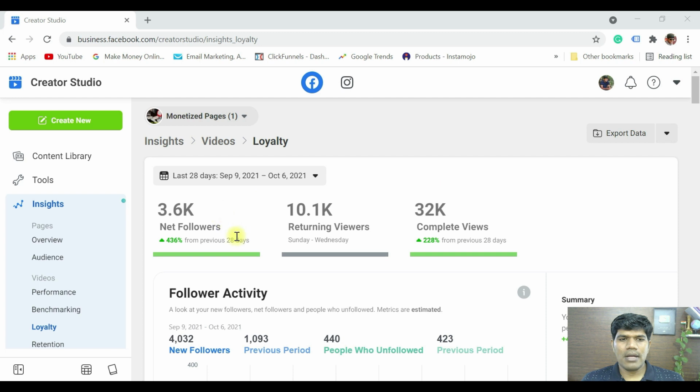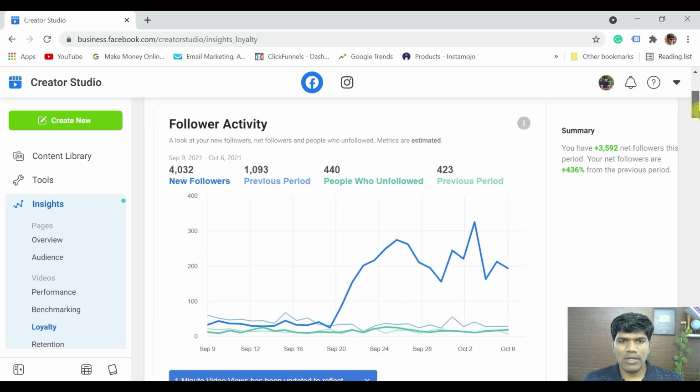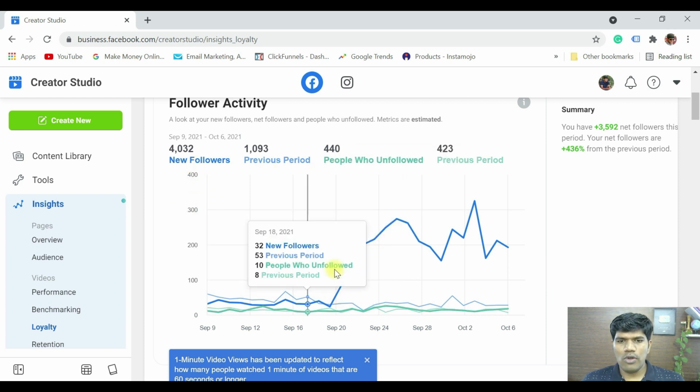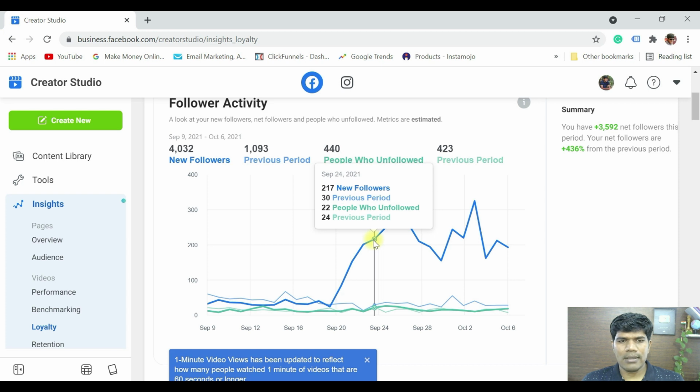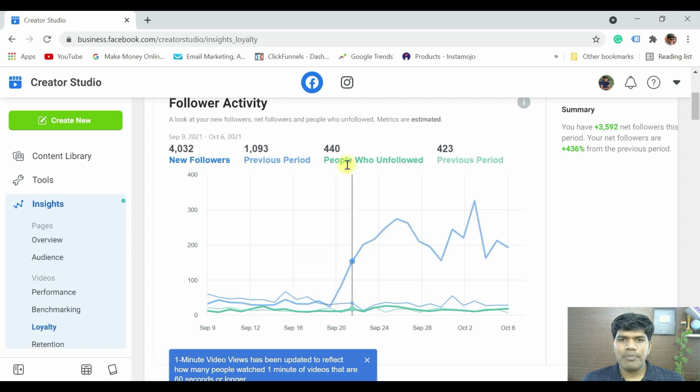So here it is indicating the net followers growth, that's around 3.6k in the last 28 days. Returning viewers who are coming to the page and watching again, okay. 32,000 complete views. So follower activity, you could see how exactly the followers count has been increasing. There is one important thing for us to understand here. New followers is what this graph is indicating, right? Previous followers are the light blue line here. People who unfollowed, right? It's around 440 people in the last 28 days.